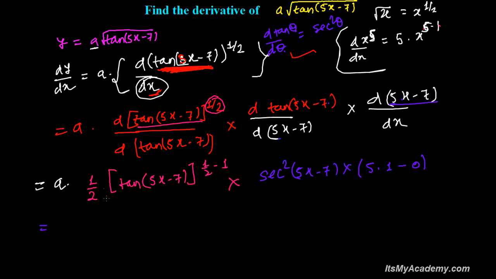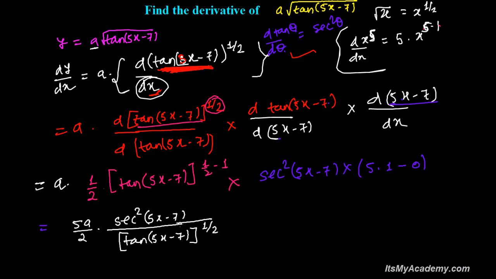Now let's rearrange it. That's our answer. So it is a, this is 2, and this is 5. I can write here 5a over 2 times, putting the sec square first, sec square 5x minus 7, and then the whole divided by this part. It is half minus 1, which is minus half, so minus half will go downstairs. It will be tan 5x minus 7, and you can write the whole to the power half downstairs.